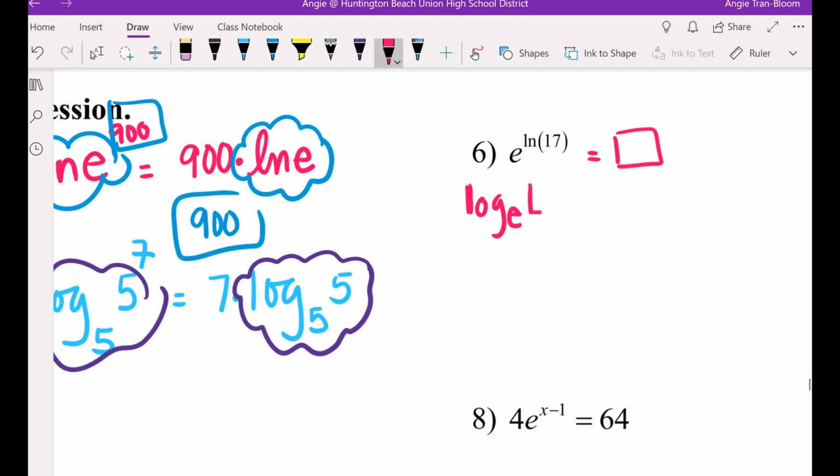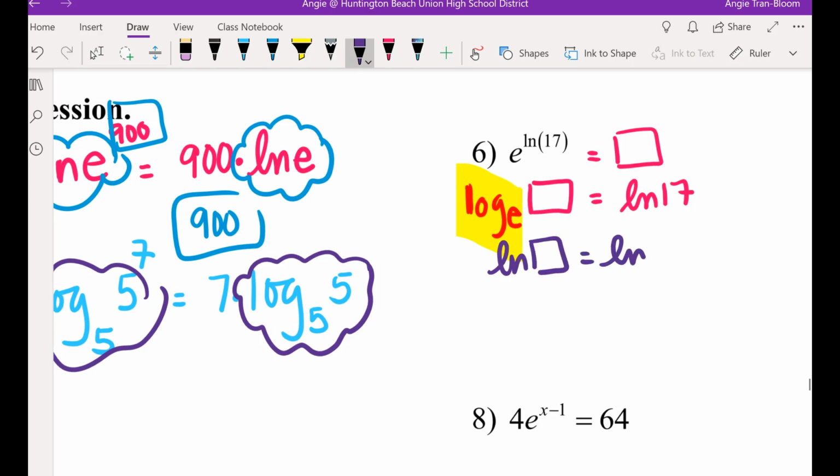Log base e of my box equal to natural log of 17. You may not keep log base e. If you see it, you immediately have to change it to what? ln. So right now, change that to ln of my box. ln of my box equals ln of 17. So do you know what the answer is? The answer is 17. Okay, and we just did all of the work for that.